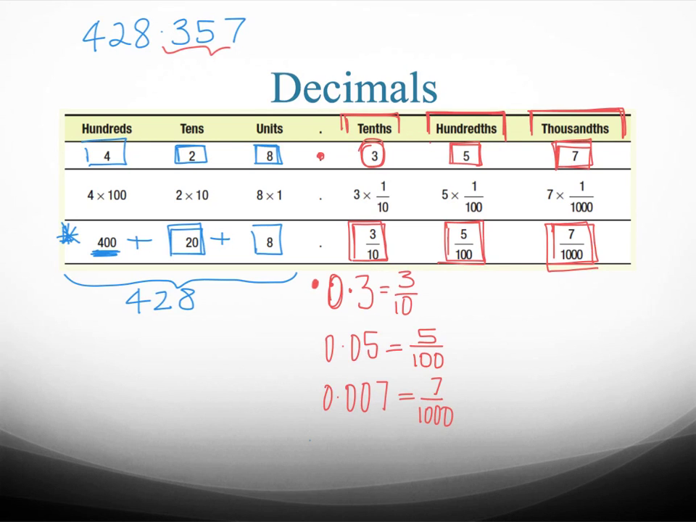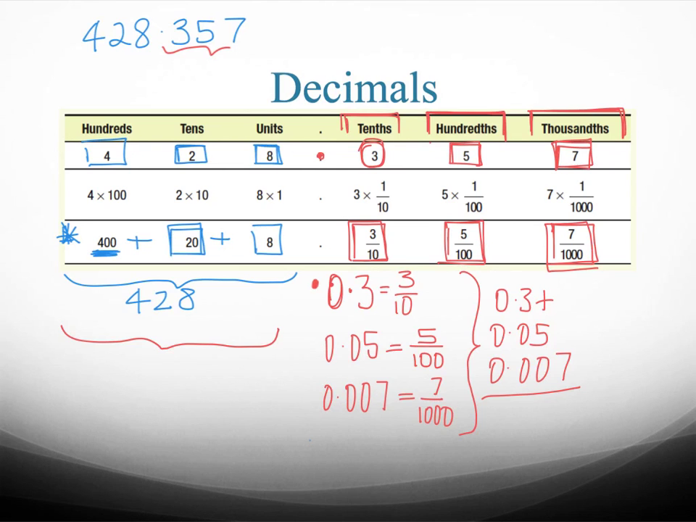In the same way as we add the expanded form on the left, we add the expanded form together on the right, so that we have 0.3 plus 0.05 plus 0.007, which gives us 0.357. We've worked out the fractional component on the right-hand side of the decimal point.